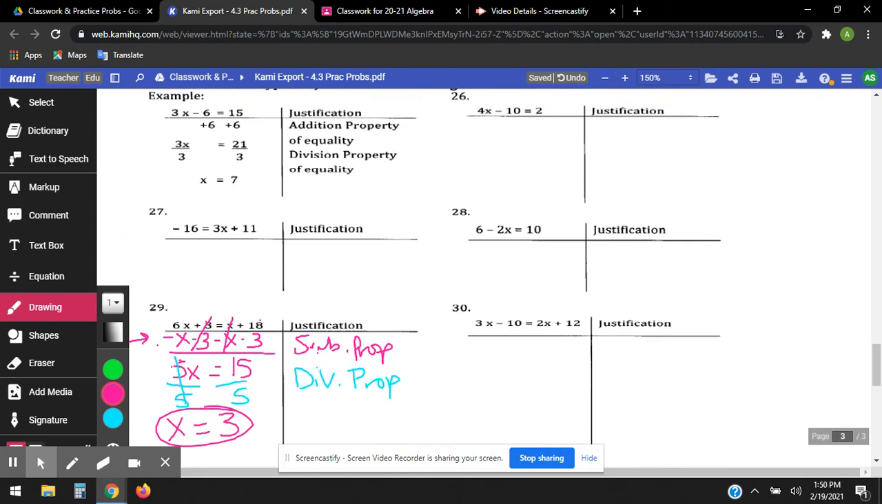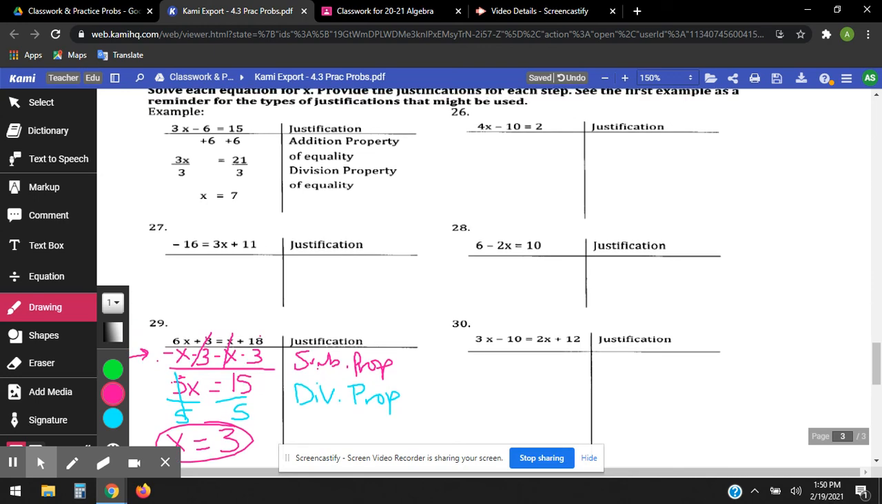So the big thing is just making sure whatever operation you're doing, that's what the property is.